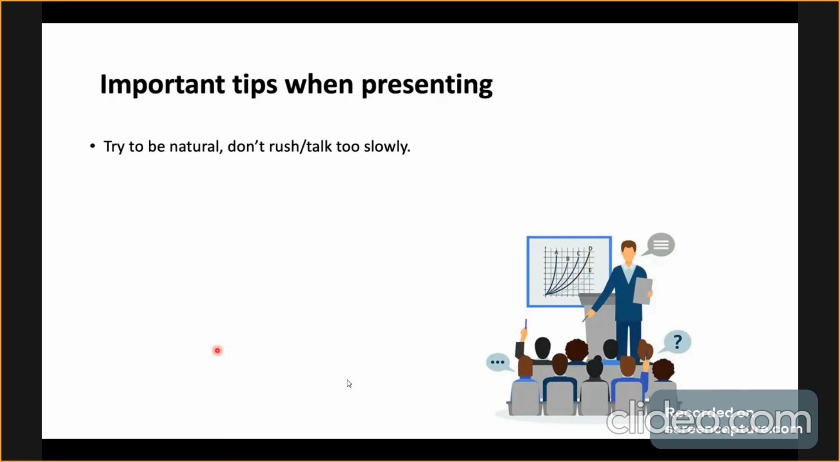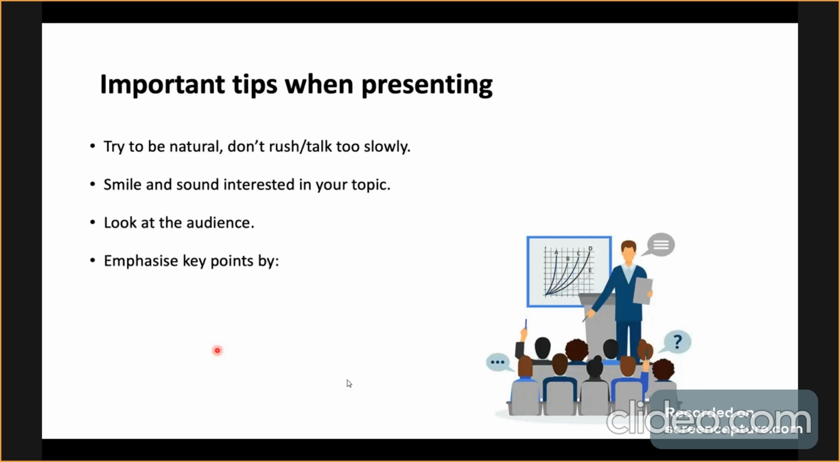There are many tips to take when you have a presentation. Try to be natural. Don't rush. Don't talk too slowly as well. Smile. Sound interested in your topic. Don't make the people feel bored when they listen to you. Also, all the time, try to look at your audience. Don't just look at the slides or have your notes in your hand and read from them.